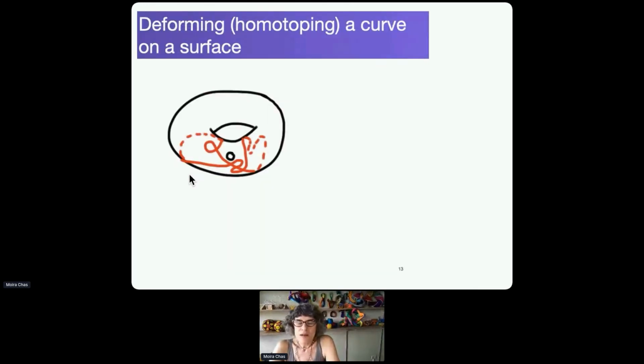And we're going to study curves up to deformation or homotopy. So the curve can move in the surface. This is a very primitive animation that I made, but here it is. And all these curves are in the same class because they can all deform one into the other. And since this is topology, we'll be interested in studying the class of deformation, not just the single curve.